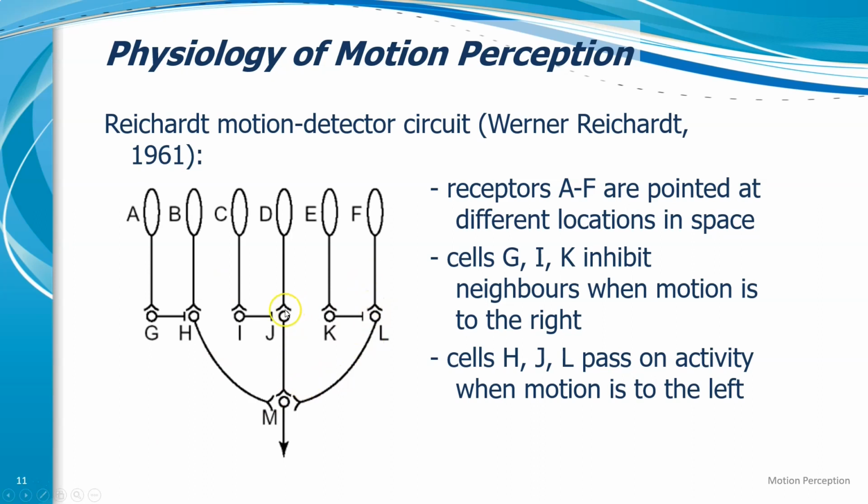The same thing happens at J and at H, and all of this activity converges at M, and it causes M to fire. What does M do? M signals motion to the left. It will not be activated by motion to the right. So the key through all of this is the timing. The timing has to be just right in order for motion to be detected in one direction and not in the other direction.